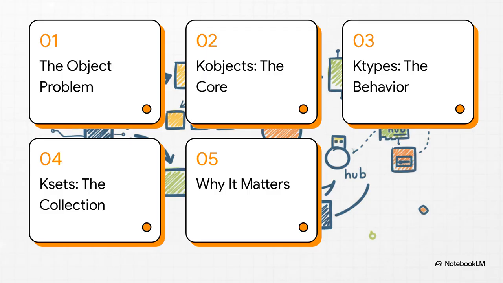So here's our game plan. First, we're going to look at the problem that started all of this. Then we'll break down the solution piece by piece: Kobjects, Ktypes, and Ksets. And finally, we'll put it all together and see why any of this actually matters to you.